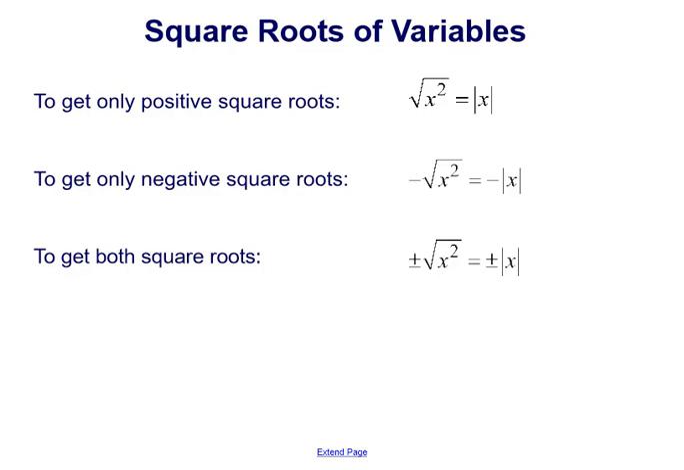To only get positive square roots, we're going to stick with the x squared. The square root of x squared equals the absolute value of x. To get only negative square roots, we would have to put the negative symbol out front. So we would have the negative square root of x squared is equal to the negative absolute value of x. And then to get both square roots, we have to put that plus or minus symbol out front. You would have to put plus or minus the square root of x squared is equal to plus or minus the absolute value of x. Those symbols are really important if you want to differentiate between the positive, the negative, and the both square roots.